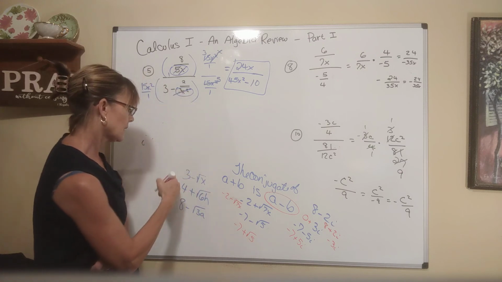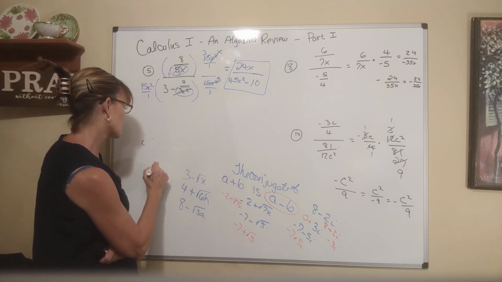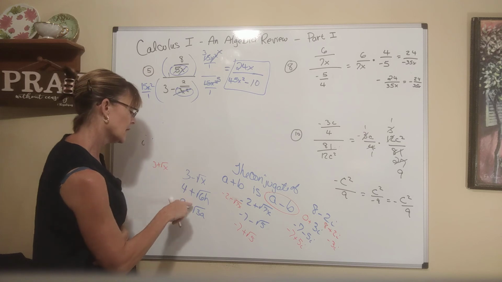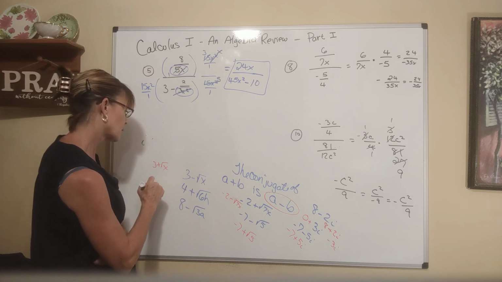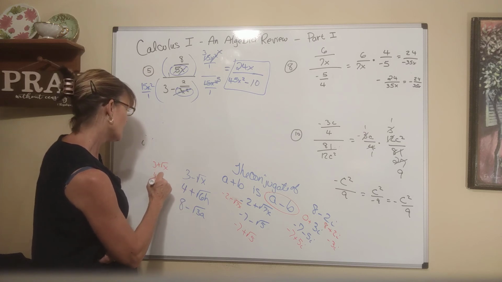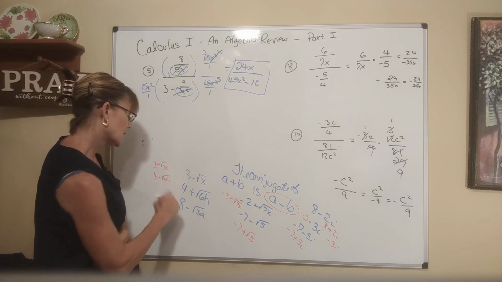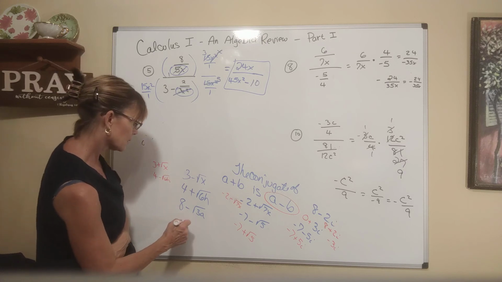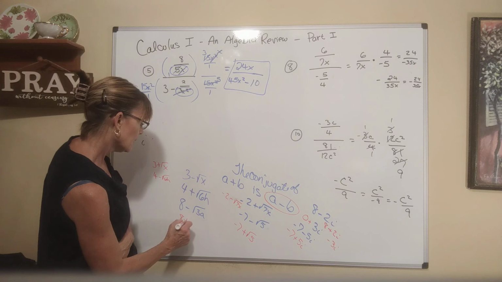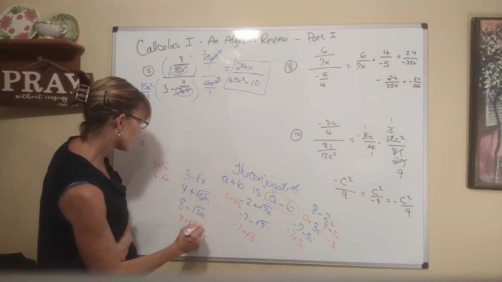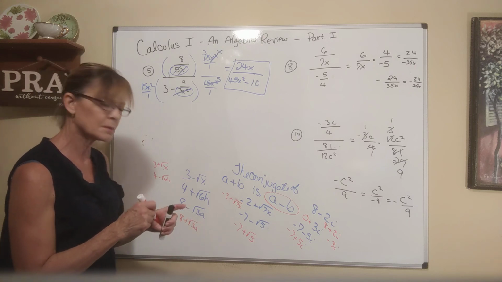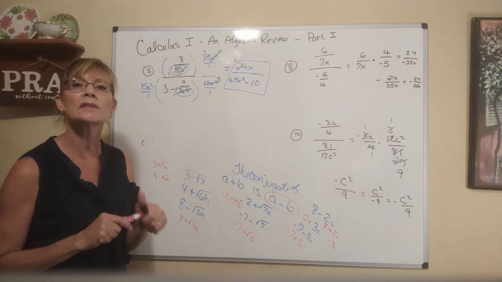The conjugate of 3 minus square root of x is 3 plus square root of x. The conjugate of 4 plus square root of 6h would be 4 minus square root of 6h. The conjugate of 8 minus square root of 3a would be 8 plus the square root of 3a. So you keep the first term just like it is, you change the sign of the second term.